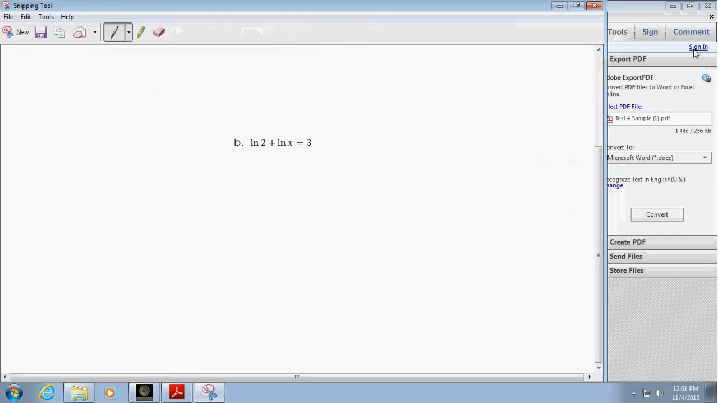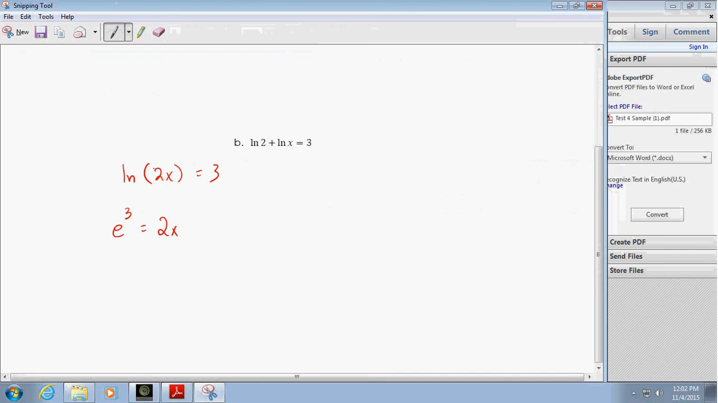All right, natural log of 2 plus natural log of x equals 3. This is the sum of logs equals a number. But isn't the sum of logs just a log? I can use that product rule. So what's that going to become? Natural log of what? 2x. All right, so how am I going to rewrite this as an exponent? Right, the base of natural log is e, so e to the third equals 2x.